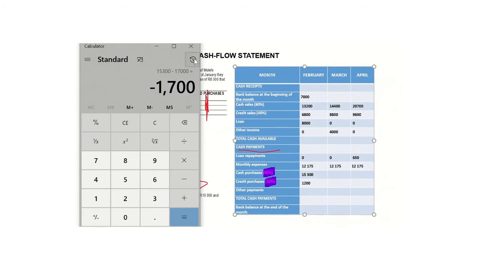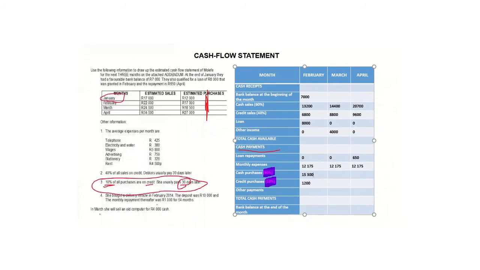So where are you going to capture it? Remember our trend line again. If it's here, it means this one will be captured there. If it's here, it will be captured there. So the trend line continues. In this one it is only 1,700.